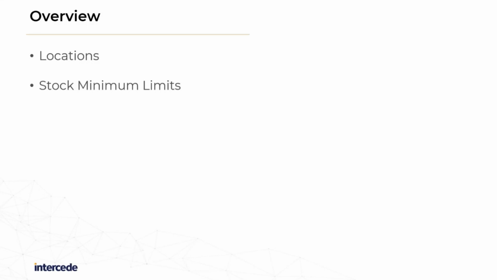Each location can be configured with a number of minimum stock levels. Once the stock of a specific type drops below the minimum level, a report can be used to highlight this fact, and then a transfer of stock from other locations can be initiated or new stock ordered.